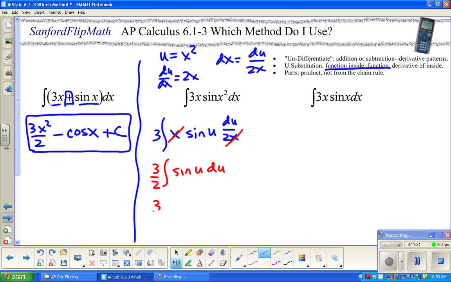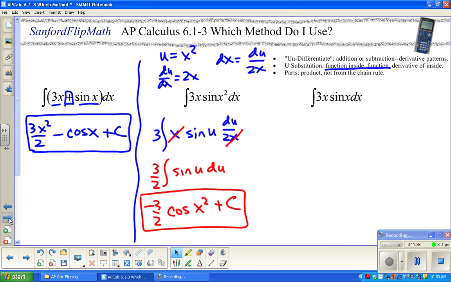Okay, so now I can do 3/2. Antiderivative of sine again is negative cosine of u plus c. Okay, so just a quick little note there. I kind of did a couple of things on the fly there. That was the u, and I brought out the 2. I think that was it.